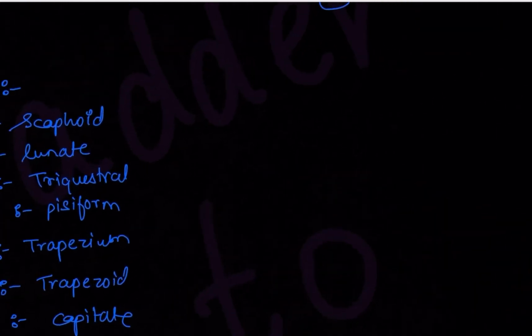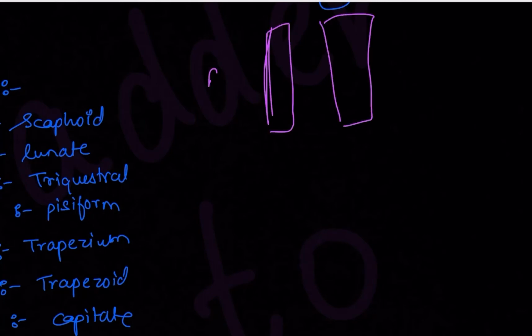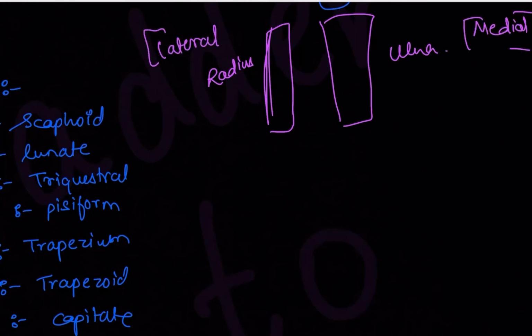Now let's look at how they are situated. First I'm drawing this diagram small. So you have this. This is your radius. This is your ulna, right? Let's write like this. Radius. You have ulna. Now ulna is towards which side? Towards your medial side. So let's write this is medial. Where is radius? Which side? Lateral side.